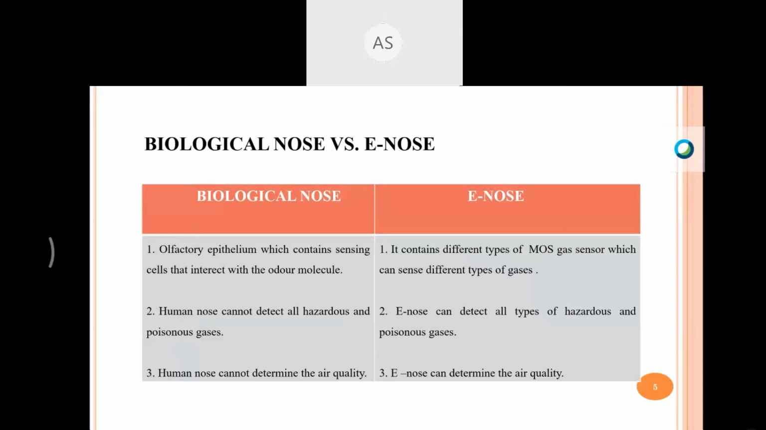But in the case of e-nose, it has an inlet sampling system that provides filtration. In the biological nose, basically inhalation is done, whereas the e-nose employs a pump to smell the odor. In the biological nose, the human receptor converts the chemical response to an electrical nerve impulse. In the case of e-nose, the e-nose reacts with the sample and produces an electrical signal. The next slide.